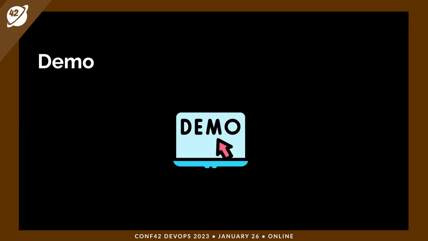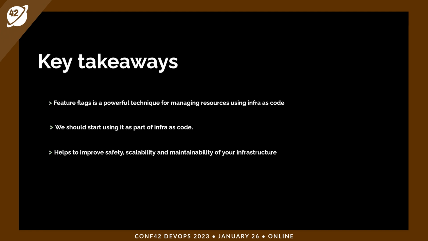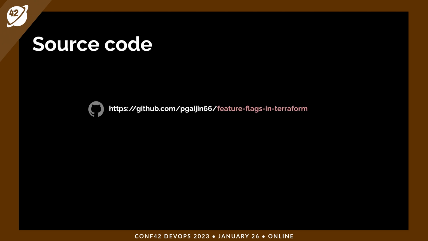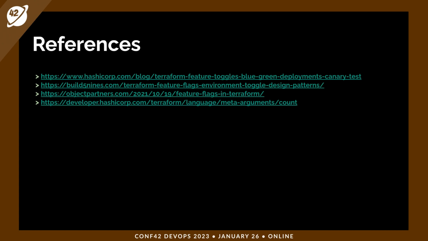Before we end the talk, here are the key takeaways I want to repeat again: feature flag is a very powerful technique which has been implemented in software engineering for a long time. I think it's time we start using it as part of our infrastructure as code as well, as it helps in adding flexibility, scalability, and maintainability to our infrastructure as code. Here's the link to the source code shown in the demo if you are keen to look, and here are the references I used to prepare the talk.